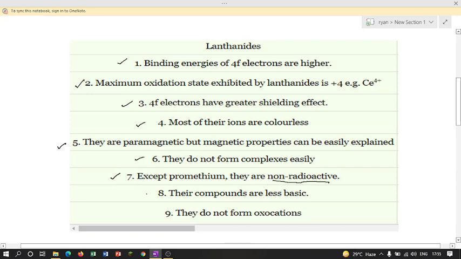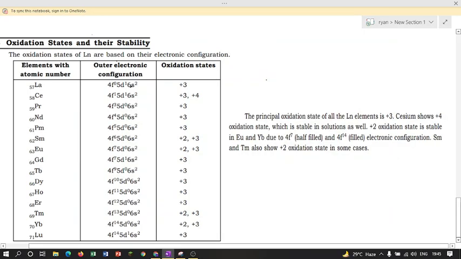Their compounds are less basic. They do not form oxocations. Lanthanides do not form oxocations because the lanthanides have low charge density. Oxidation state and their stability. The oxidation states of Ln are based on their electronic configuration. The lanthanides have a generic symbol, that is Ln. Whenever Ln is written, it refers to all the lanthanides. If you know the mnemonic for lanthanides, you can very easily write the lanthanide series.